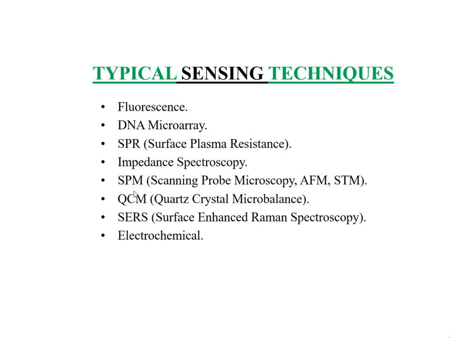There are many techniques used in the working principle, known as typical sensing techniques. They are fluorescence, DNA microarray, SPR (surface plasmon resonance), impedance spectroscopy, SPM (scanning probe microscopy), QCM (quartz crystal microbalance), SERS (surface enhanced Raman spectroscopy), and electrochemical. These are all the sensing techniques used in biosensors.